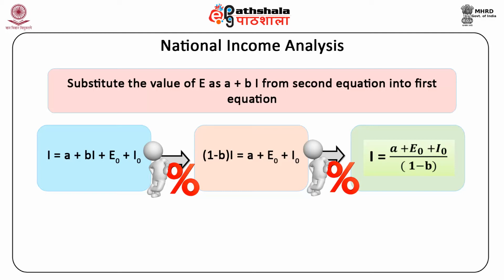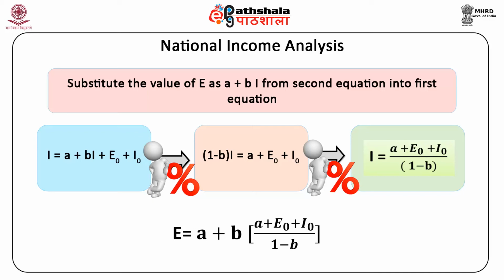Using this value of I, we get the value of E is equal to A plus B, bracket open, A plus E0 plus I0 divided by 1 minus B, bracket shut. The values of I and E obtained in the solution represent the equilibrium national income and the equilibrium level of consumption expenditure. Since both the equilibrium values have 1 minus B in the denominator, we need to put the restriction B is not equal to 1.